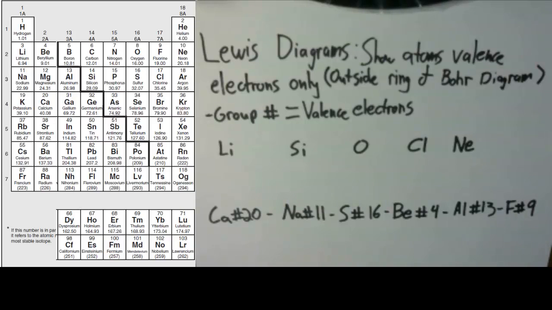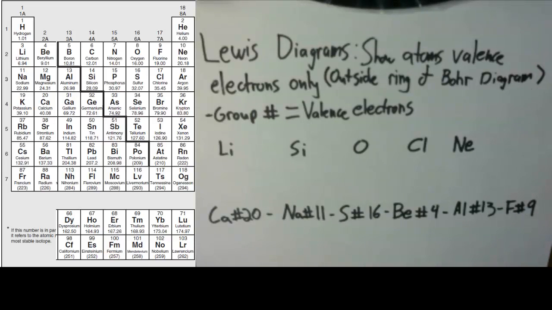Now, it may seem like it's a waste of work to do the Bohr diagram, or that these are too simple, but both of them have their uses. Bohr diagrams do a better job of showing you the electrons for the whole atom. So if you're trying to figure out why something is working differently than expected, that's pretty useful. But for a lot of the purposes in regular high school chem, we only need Lewis diagrams.